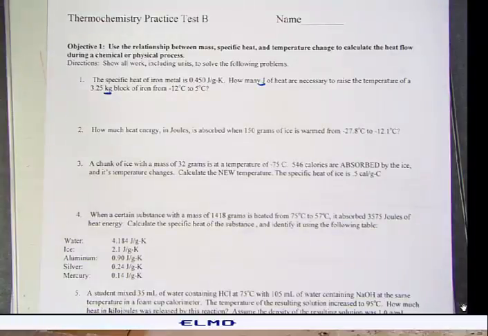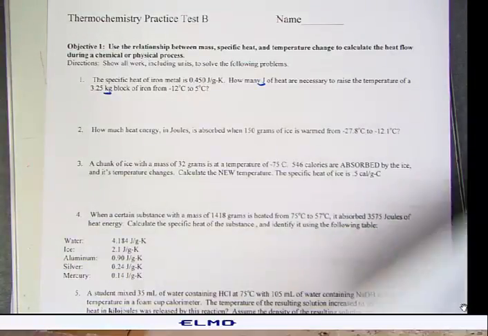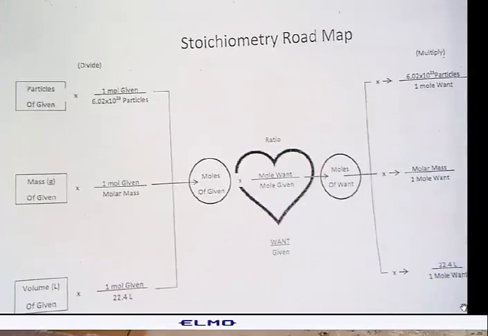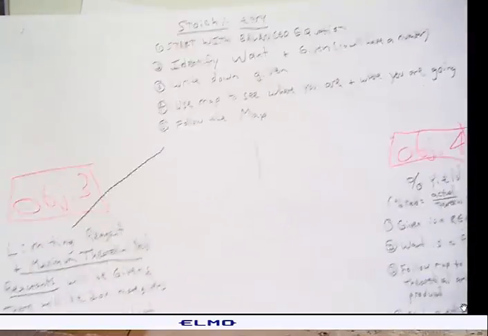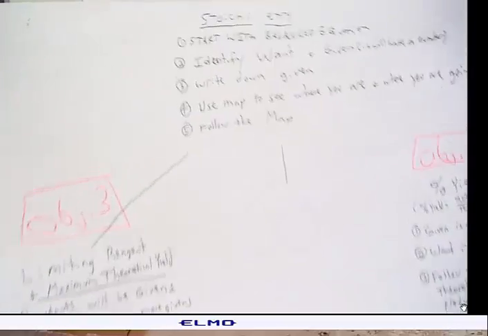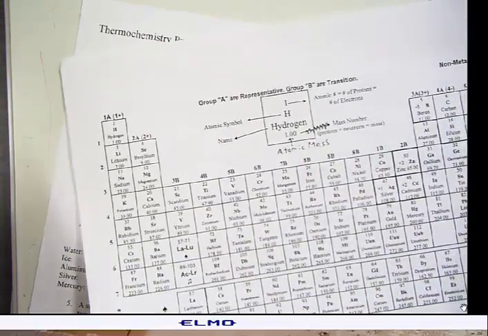The last one is a DP or distributed practice, and it's all about stoichiometry, so you'll want your stoichiometry roadmap. That has on the back side some specific instructions. Of course, you also probably want your periodic table.